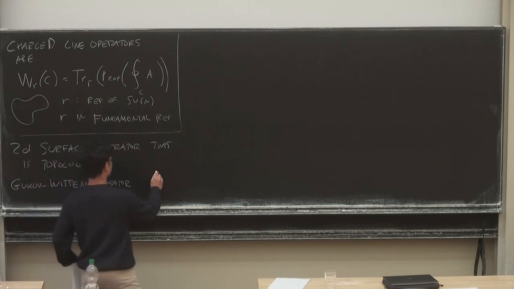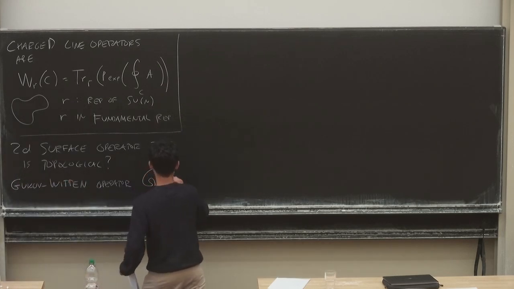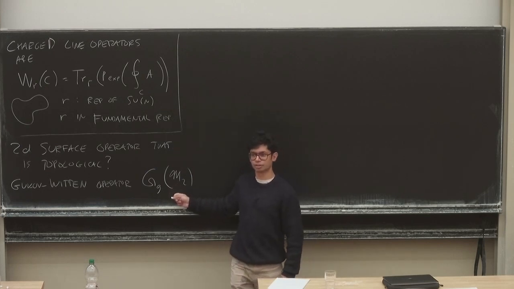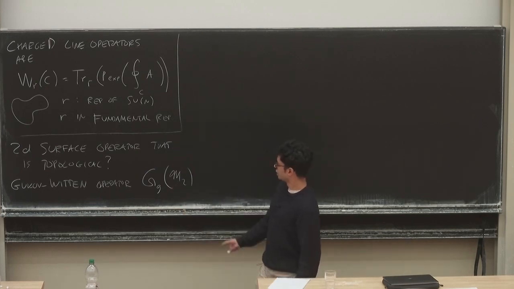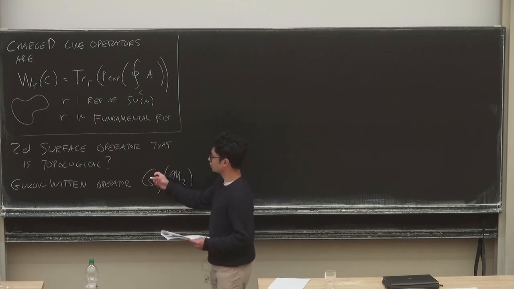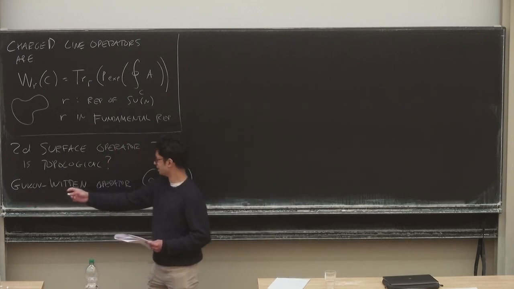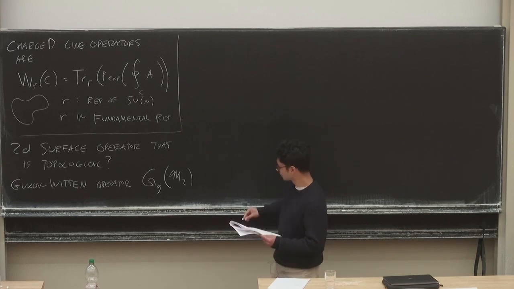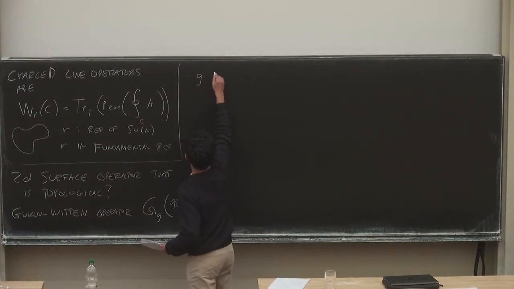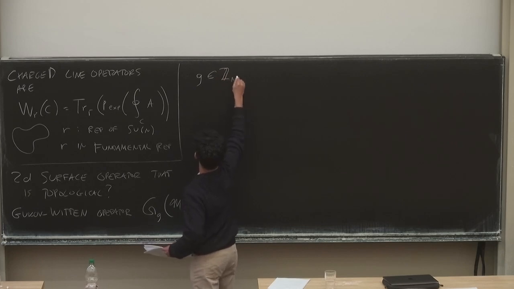And I'm going to call it G sub G, and as always, it depends on some codimension 2 manifold, so some 2-dimensional surface, okay? So we're going to interpret this G sub G, and what is little g here? This capital G is for Gukov, I guess, okay? And the little g is an element of the center, okay? So little g here is an element of Z sub n in this case.